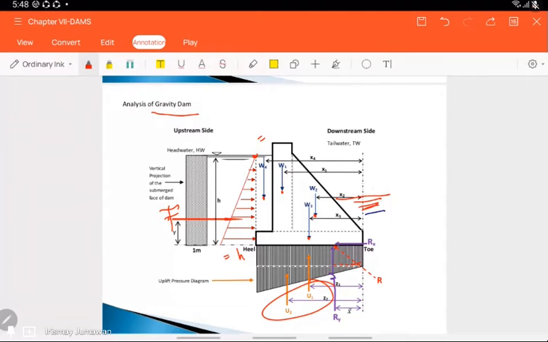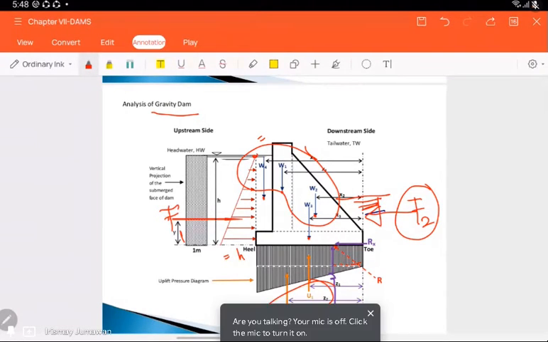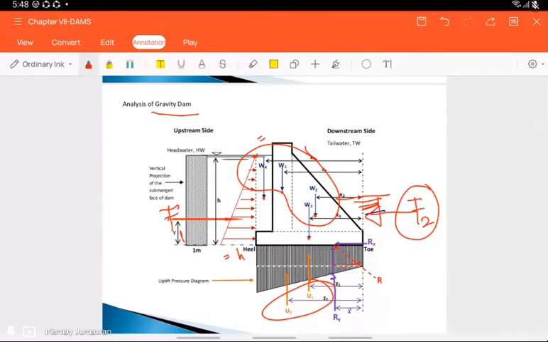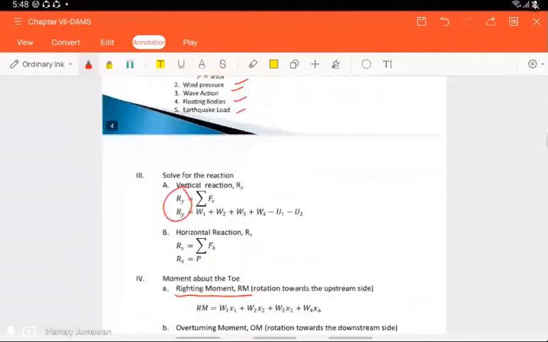If there is tailwater, you have another force, let that be force 1 and force 2. What resists is the tailwater force and also all the self-weight, or the weight of the dam. The weight of your dam helps to resist the overturning. So identify them as overturning moment or resisting moment.